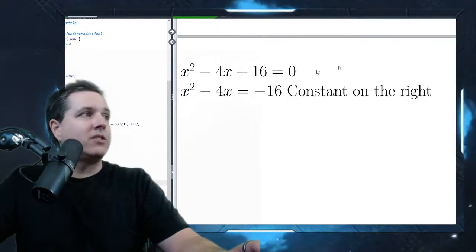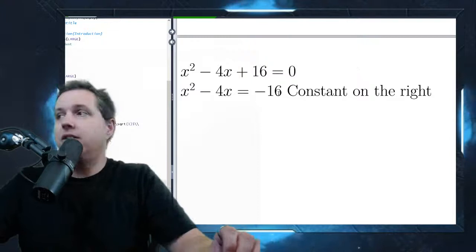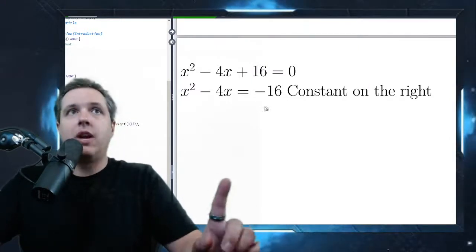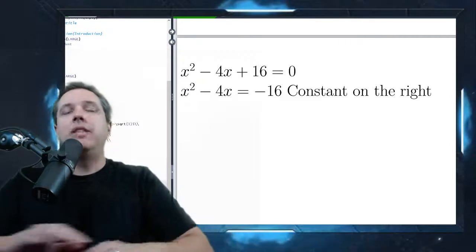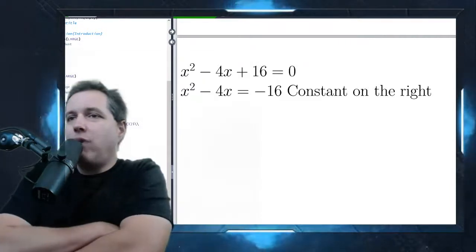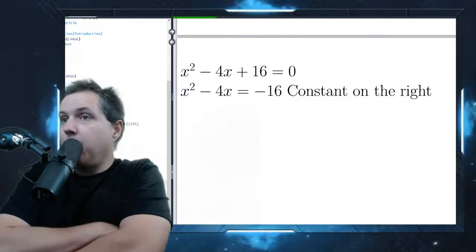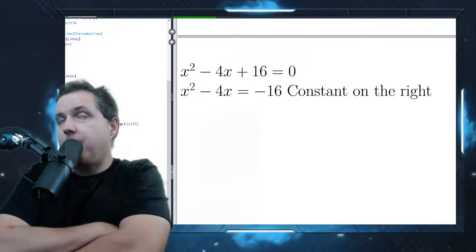All right, constant on the right. So that was the point of that step. I got the constant term on the right by subtracting 16 from both sides. Okay, now what? Well, now what we need to do is figure out how to write that thing on the left as a perfect square, as some quantity being squared.